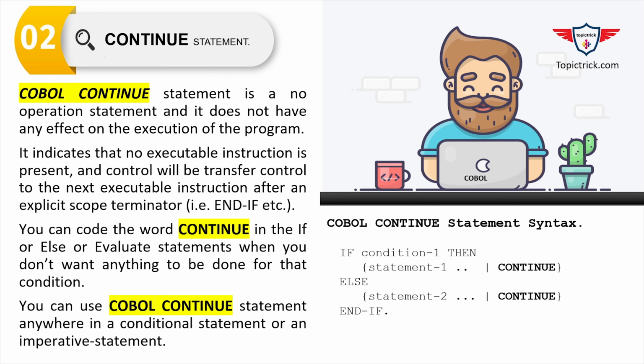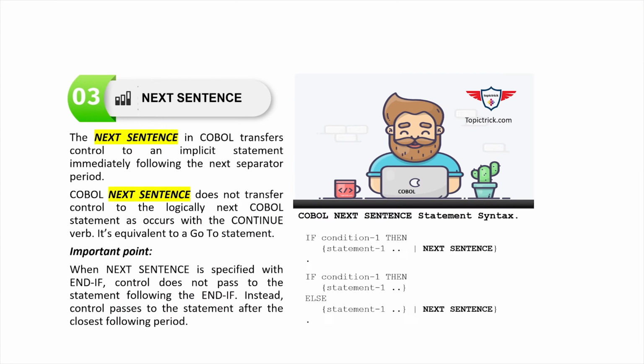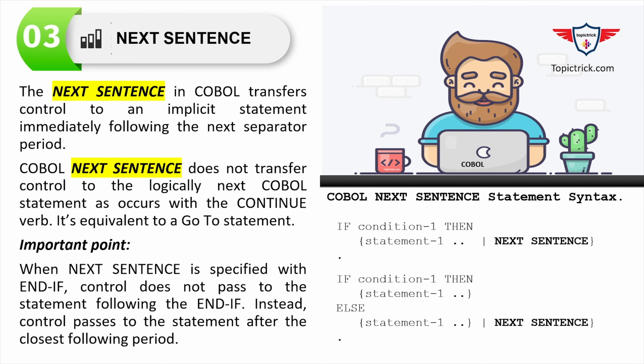Now let's move on to the next section, that is COBOL NEXT SENTENCE. As I mentioned in my previous slide, NEXT SENTENCE in COBOL transfers control to an implicit statement immediately following the next separator period. COBOL NEXT SENTENCE does not transfer control to the logically next COBOL statement as it occurs in the case of the COBOL CONTINUE verb. It is equivalent to a COBOL GOTO statement.